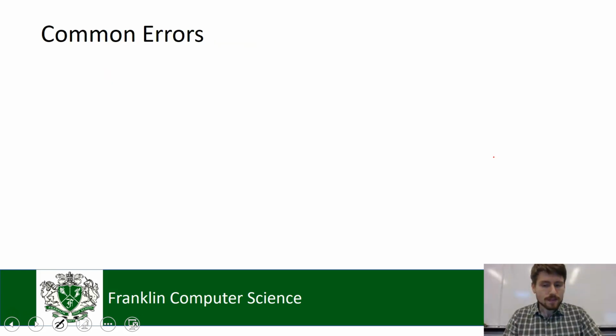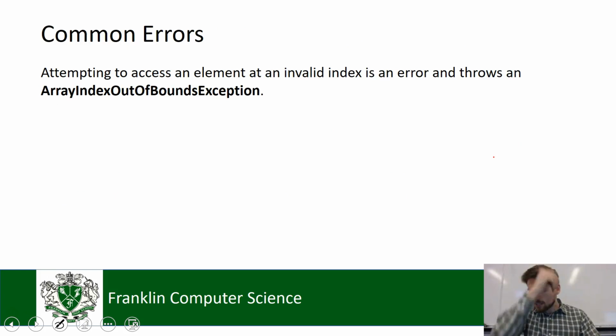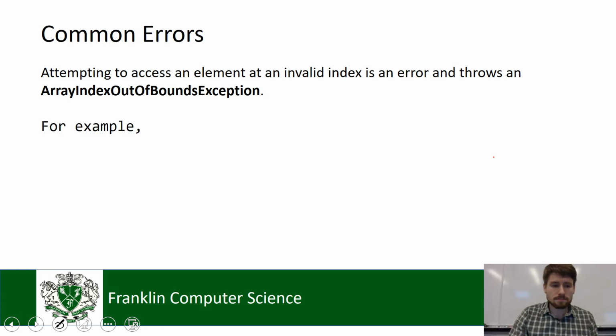Okay. So common error. Attempting to access an element at an invalid index is an error and will throw an array index out of bounds exception. So if you see this word pop up in a bunch of red text and your program quits, don't freak out. That's kind of a good thing. It means you have an error in your program and you need to go and figure out what the error is. This means that you're trying to access an index that's either more than the last index or less than the first index.